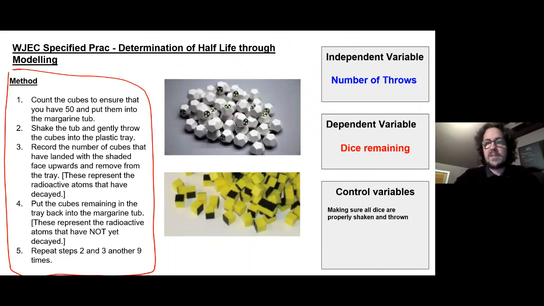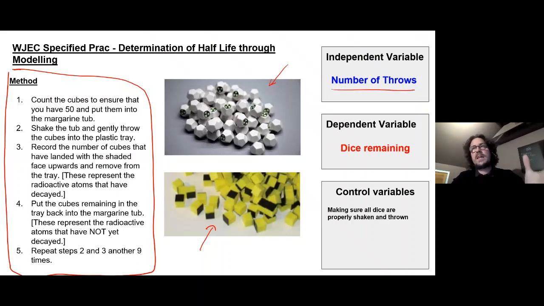Okay. And here are some examples of the decay dice. Now, some of them, look, these are cool decay dice here. And they've got more sides to them. And as such, they are less likely to decay every time we throw. But of course, these ones have got a 1 in 6 chance of decaying every time we throw. So the independent variable here then is the number of throws.